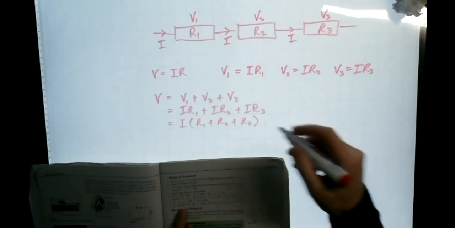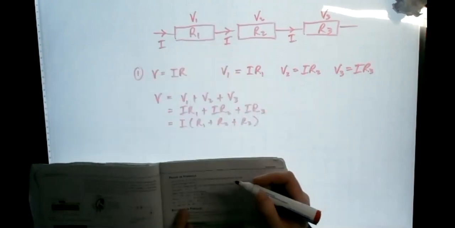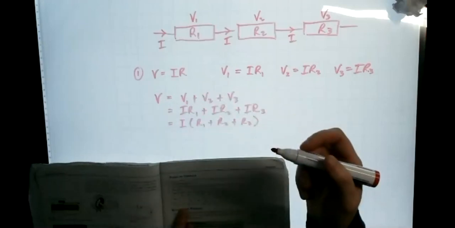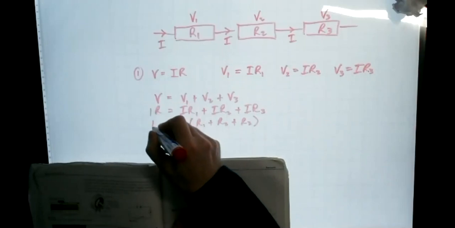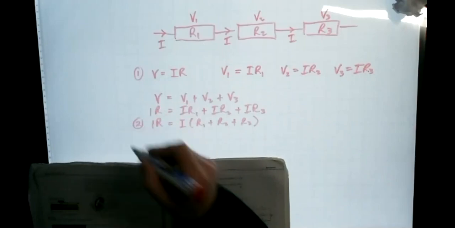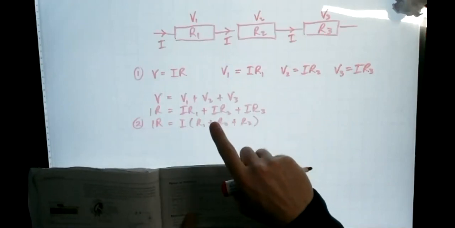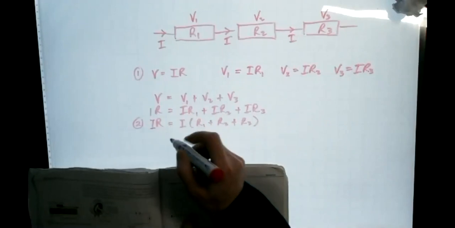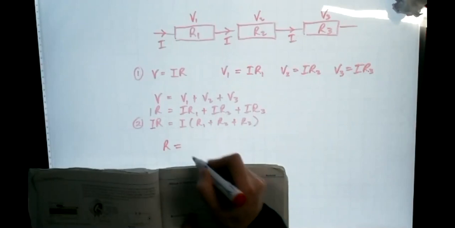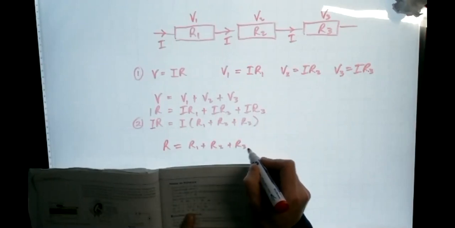V equals IR, so we justify that R equals R1 plus R2 plus R3.